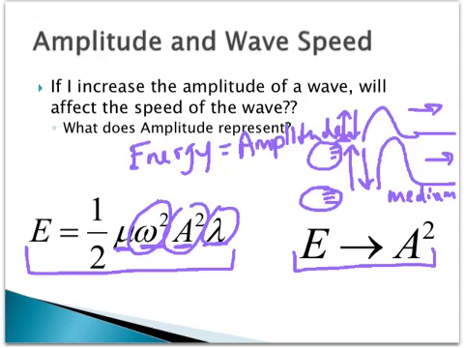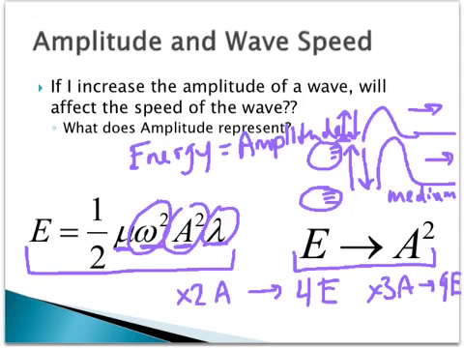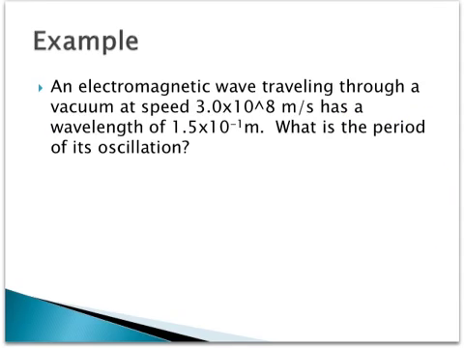of the amplitude, meaning that if I were to double the amplitude, what does that do to the energy? Well, that gives me 4 times the amount of energy. If I triple the amplitude, that's going to give me 9 times the energy. This is an important relationship to understand, that it's a square relationship. So energy and amplitude are related, and that's basically it for wave speed.